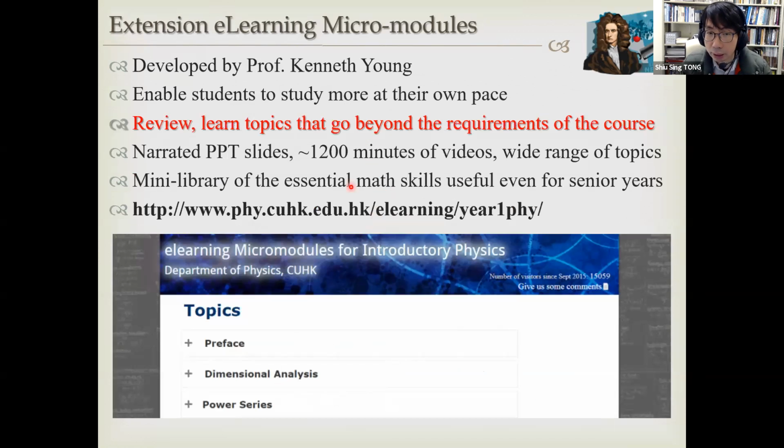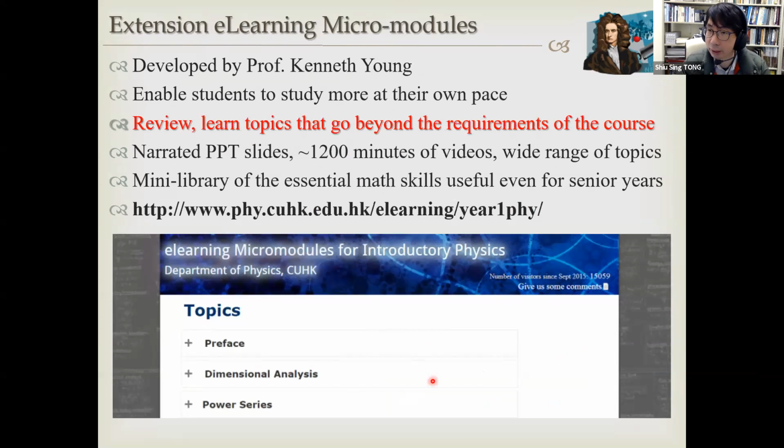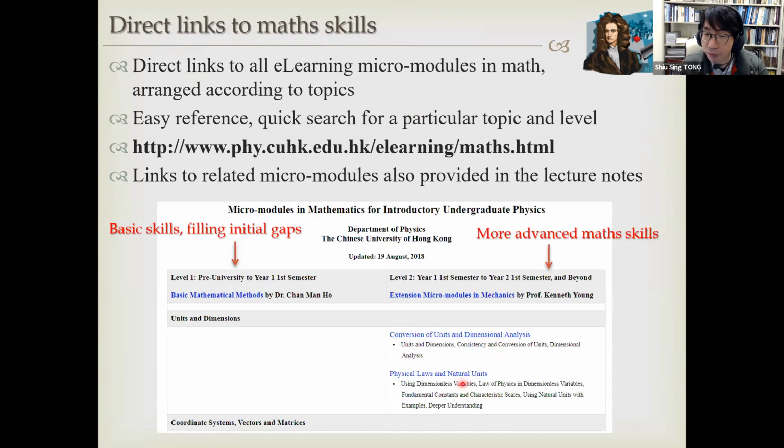We also rearranged the e-learning modules here according to the mathematics topics. This web page consists of 2 columns of convenient links. The links on the right column are the more advanced mathematical skills, and they are by Professor Kenneth Yang. They are equivalent to this e-learning module, but we just provide some convenient links for you to view the content of different topics.